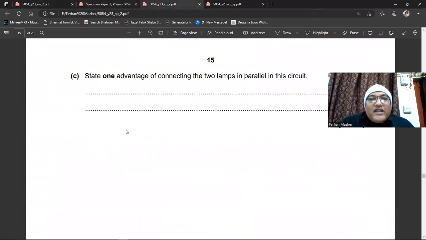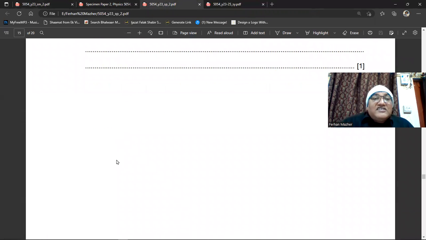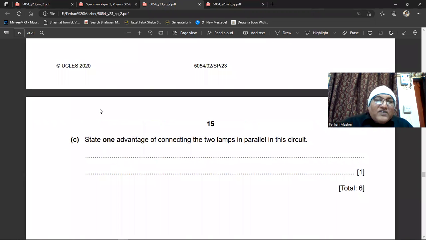That is question number 8, and it's C part. State one advantage of connecting two lamps in parallel in this circuit. You see, in our chapter, we have studied that when you connect the lamps in parallel to each other, the voltage drop across them remains the same. So their brightness remains the same. If you connect them in series, the voltage they each get decreases, and their brightness is not the same.